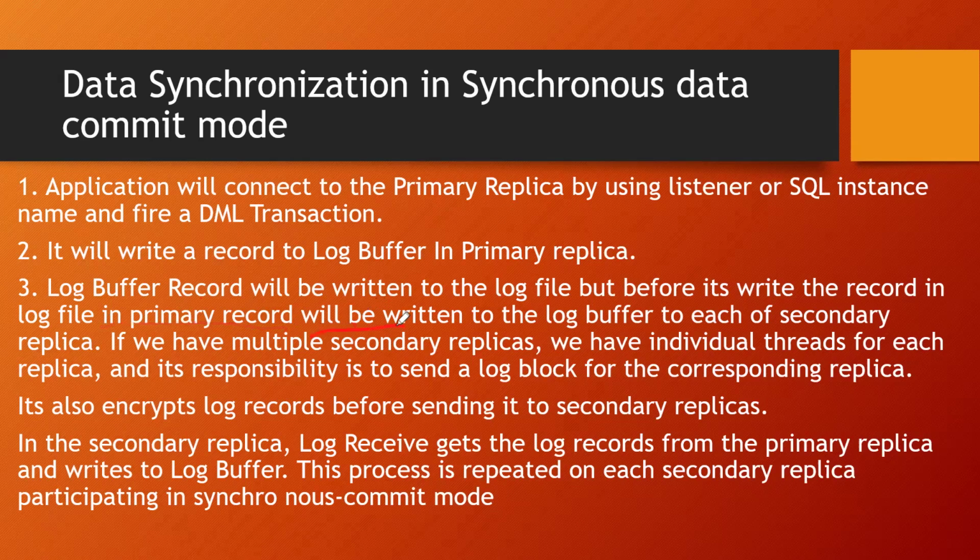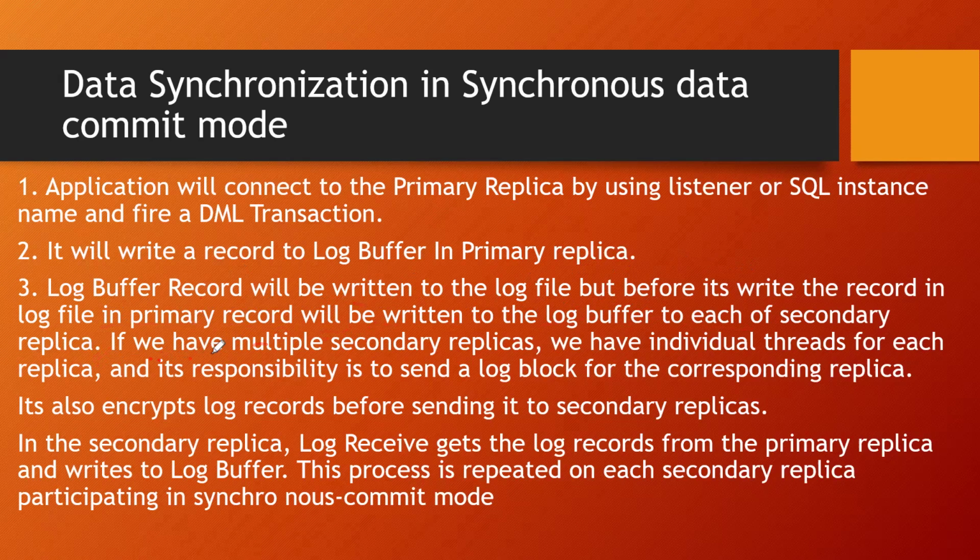Okay, so what it will do is write to the log buffer of each of the secondary replicas. Okay, got it. I think I have written something wrongly here. The log buffer record will be written to the log file, but before it writes the record into the log file in the primary replica, it will be written to the log buffer of each secondary replica.